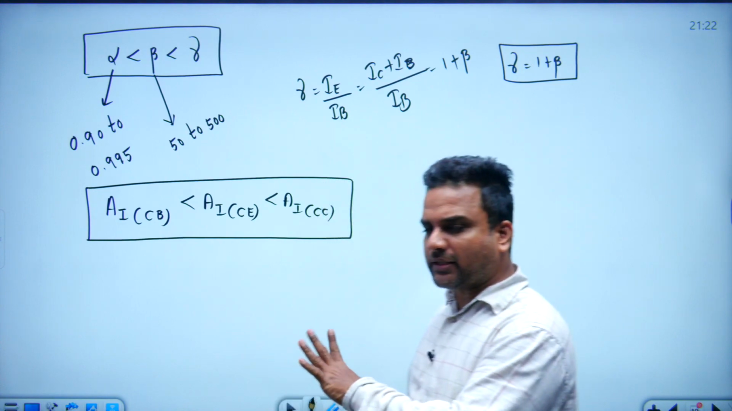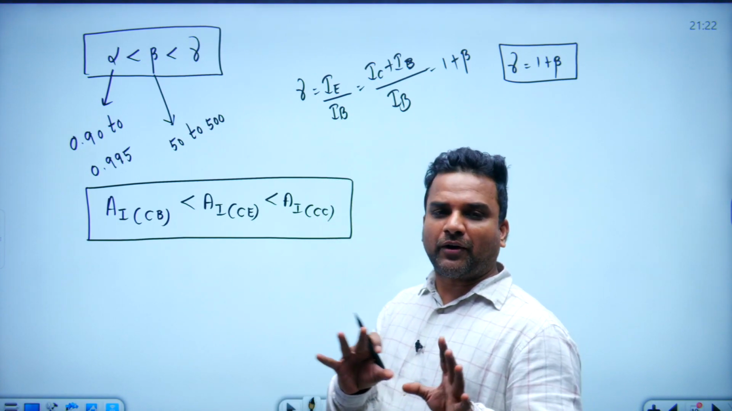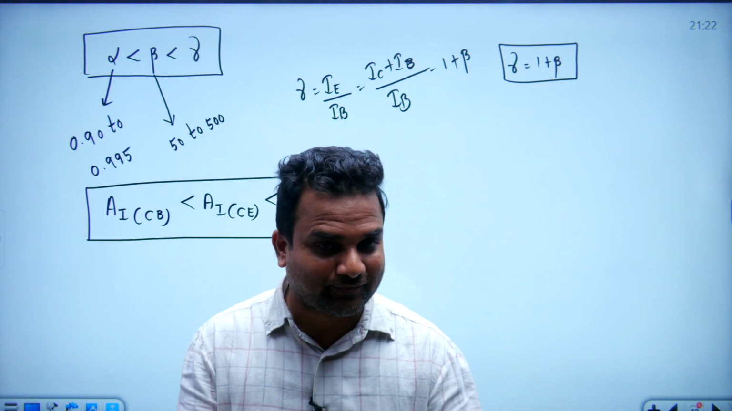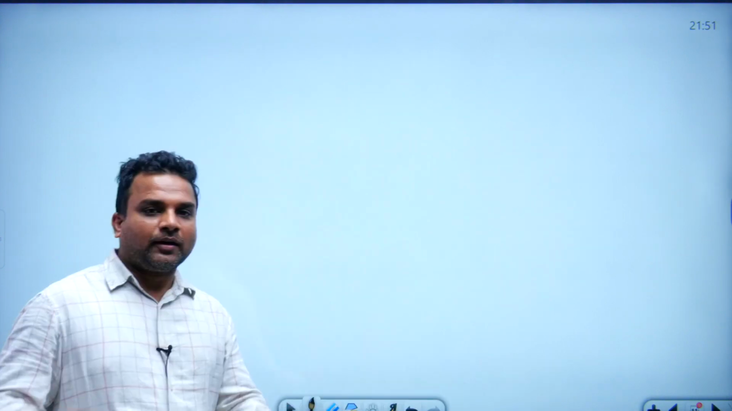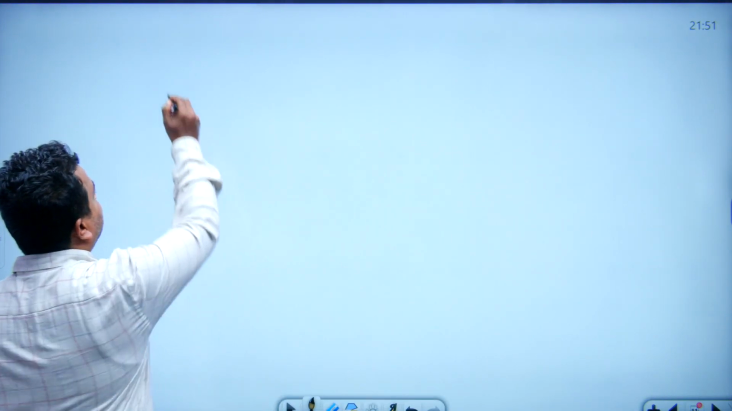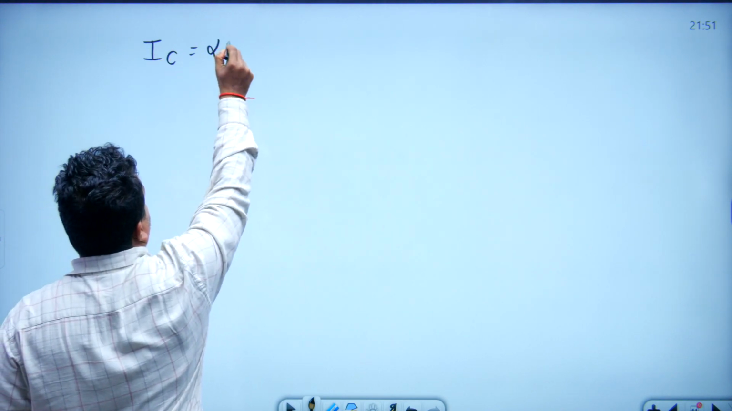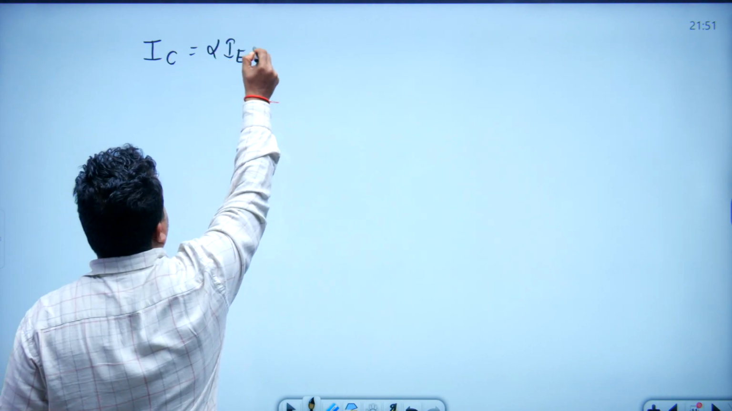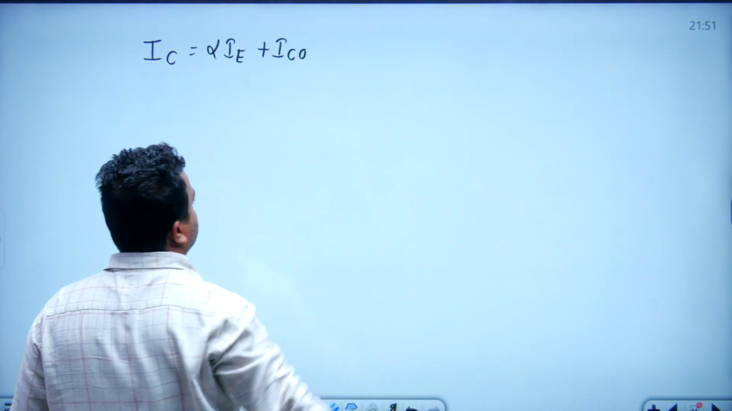Got it? Now let us continue. So guys, now we have completed the alpha, beta, gamma introduction, not the entire concept. We have just finished the introduction. Now guys, the output collector current equation is IC equals alpha IE plus ICO. This is the collector current equation, guys.